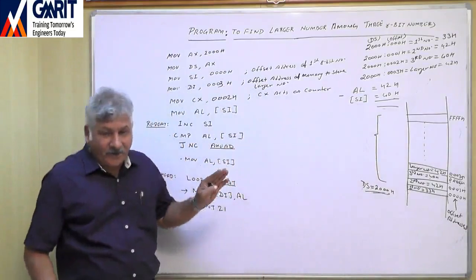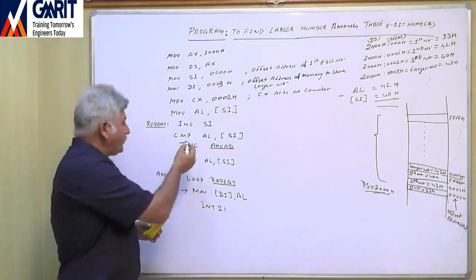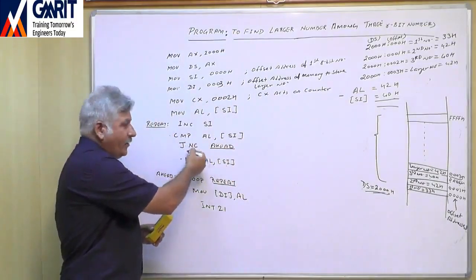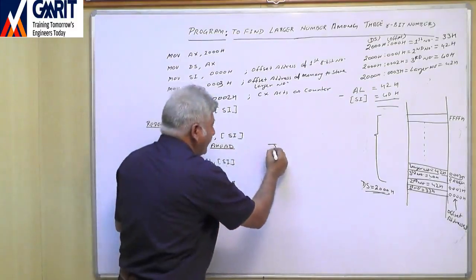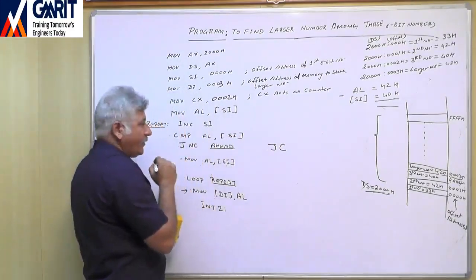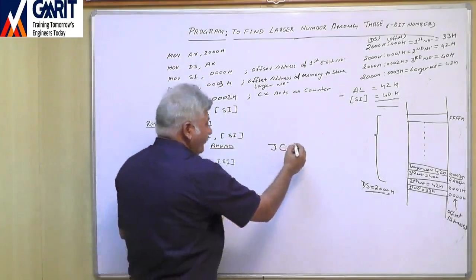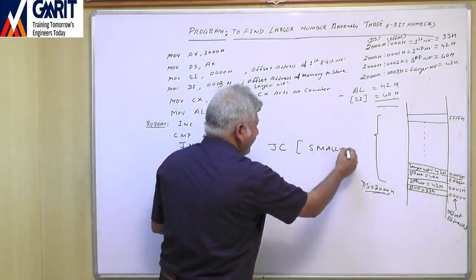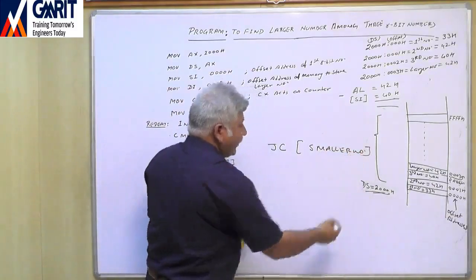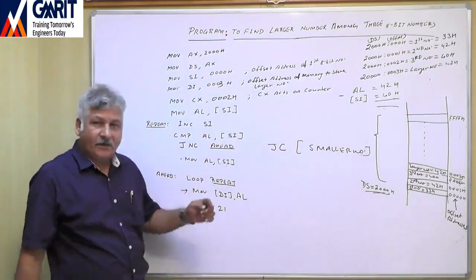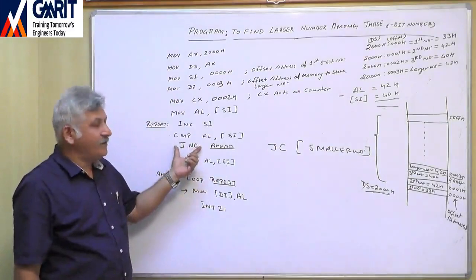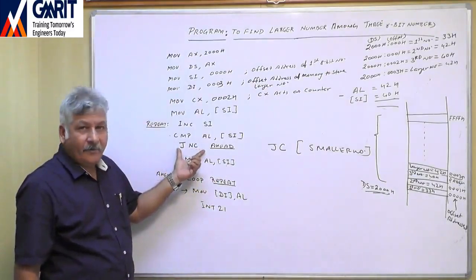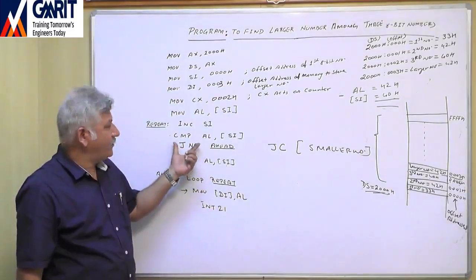Now if in the same program, in place of JNC, if I use the instruction JC, right, then this instruction will find out the smaller number. This instruction will find out the smaller number. Only if we change this instruction, that's all. If you want to find out the smaller number, change this instruction.